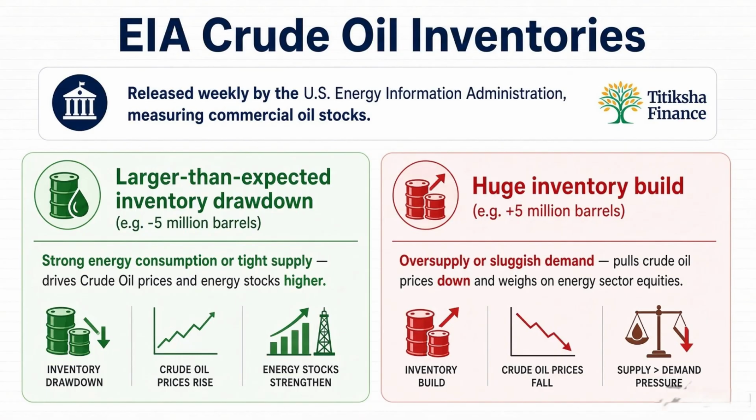Next important data point is crude oil inventories. It is released weekly by the U.S. Energy Information Administration, measuring commercial oil stocks. A larger than expected inventory drawdown, for example, more than 5 million barrels, indicates strong energy consumption or tight supply, driving crude oil prices and energy stocks higher. Conversely, a huge inventory build, for example, more than 5 million barrels, signals oversupply or sluggish demand, pulling crude oil prices down and weighing on energy sector equities.